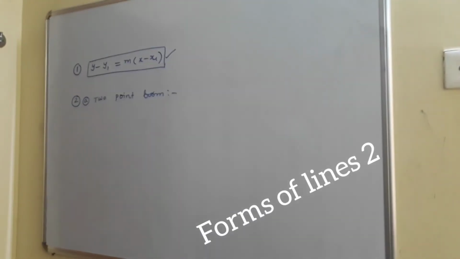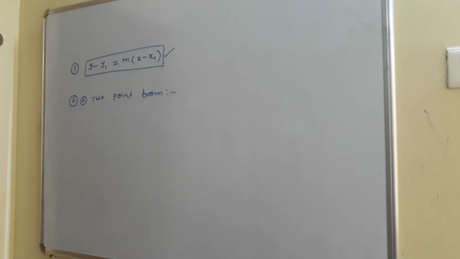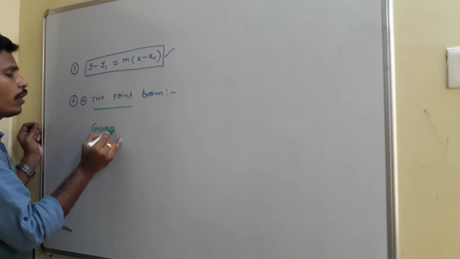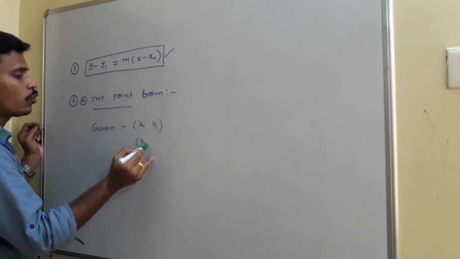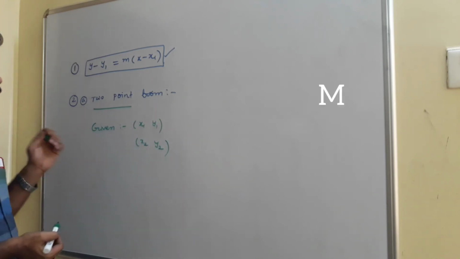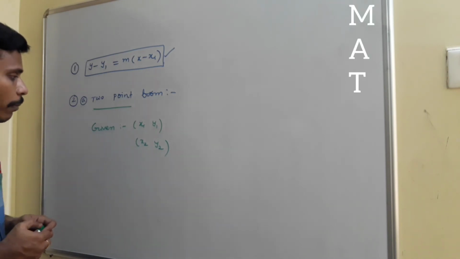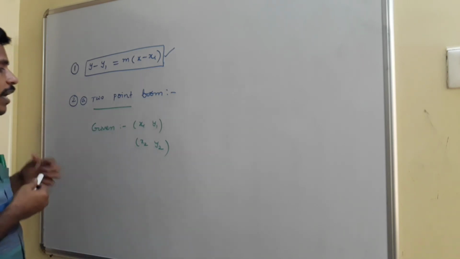Point form means, as the name itself suggests, two points are given for us to find the equation. What are those two given points? x1 y1 and x2 y2, right? Yesterday we did finding the equation with specific points, but now I am going to give you the form of that two point. See, the two points are x1 y1 and x2 y2.